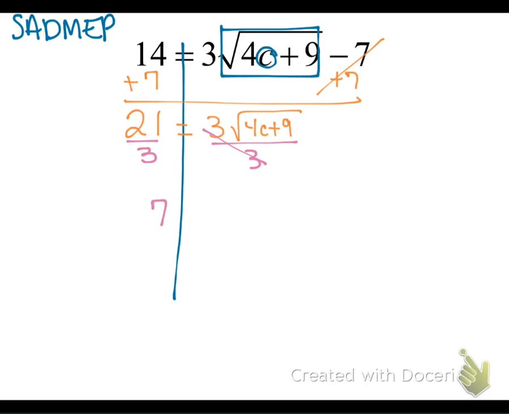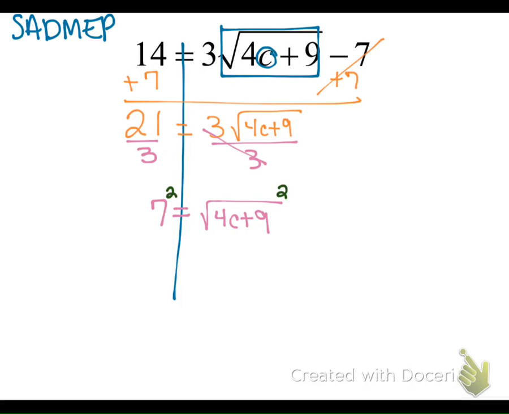Okay, so 7 equals what? The square root of 4C plus 9. Once I got the square root, I brought it down. Is my square root by itself? Yes. So now what? You have to get your square root by itself, by squaring it.